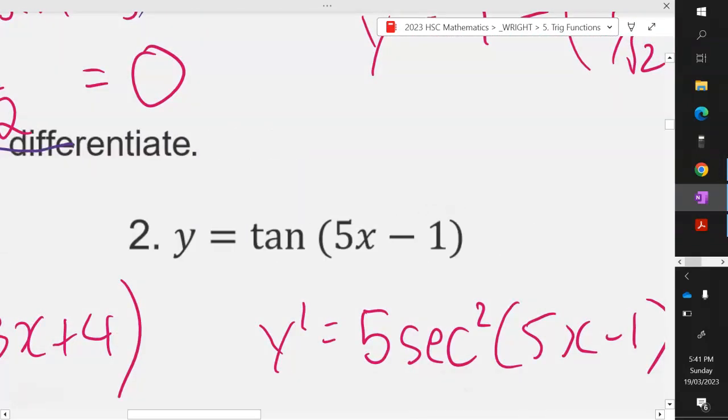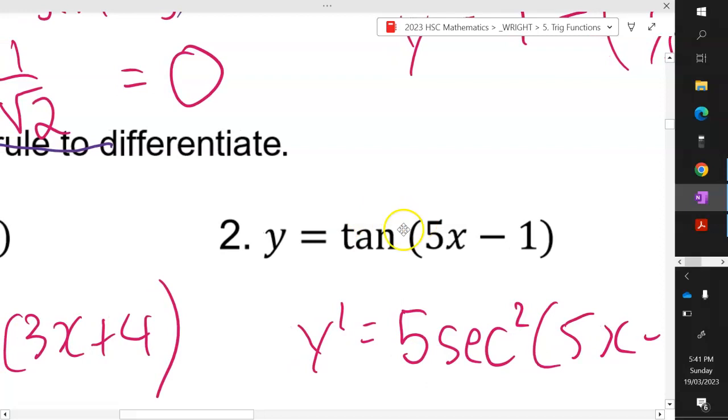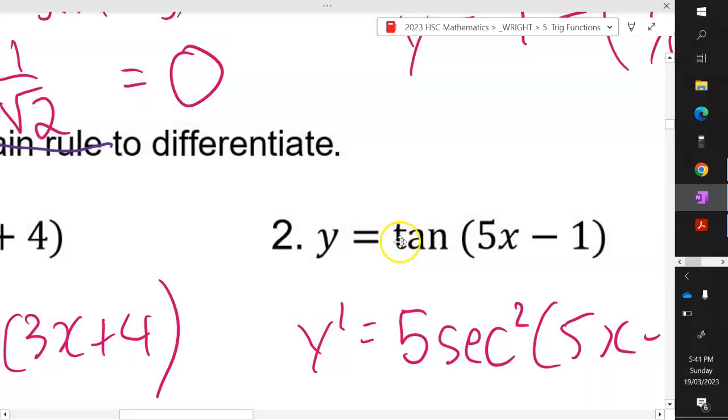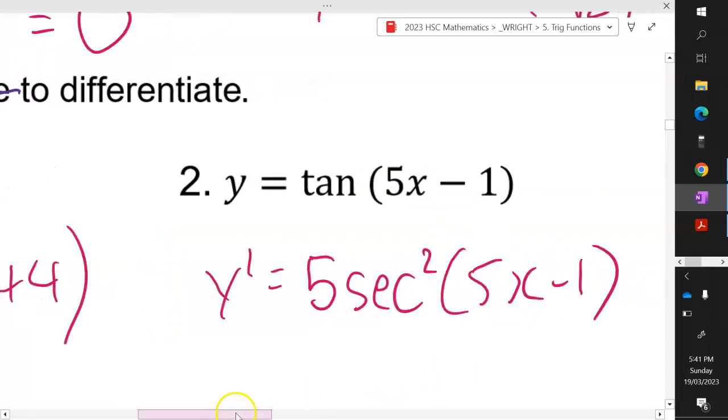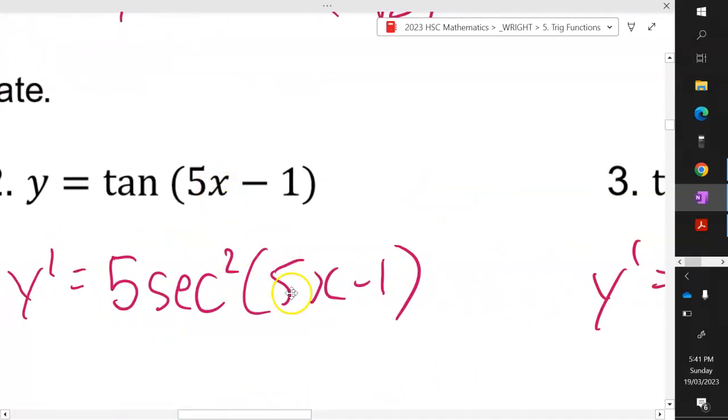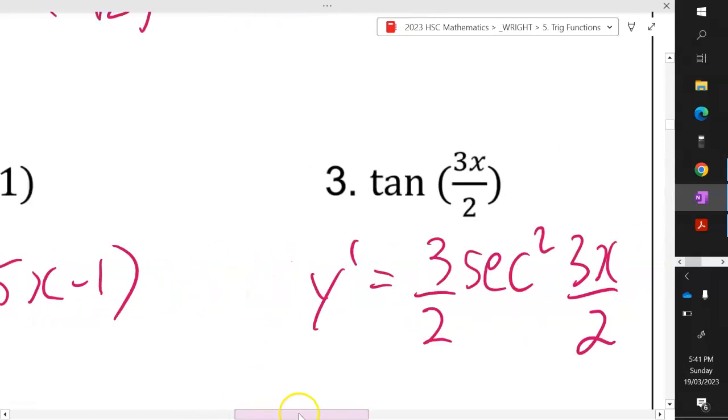Likewise, we do the same sort of thing with our differentiation of the tan function. Let's move that back over there. We've got y is tan 5x minus 1. When I want to differentiate that, I differentiate the function that's in there embedded with tan, and that would become 5. The tan differentiates to sec squared, and that same function, the 5x minus 1, goes in there. And that's the answer to that.